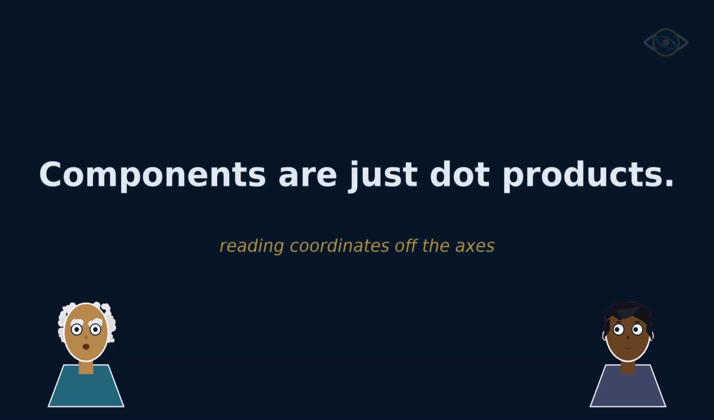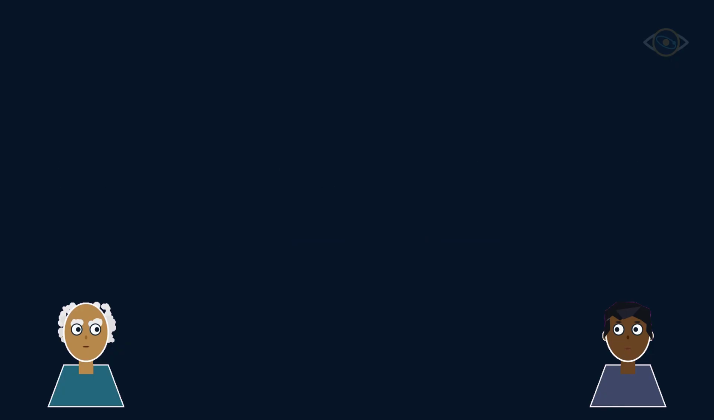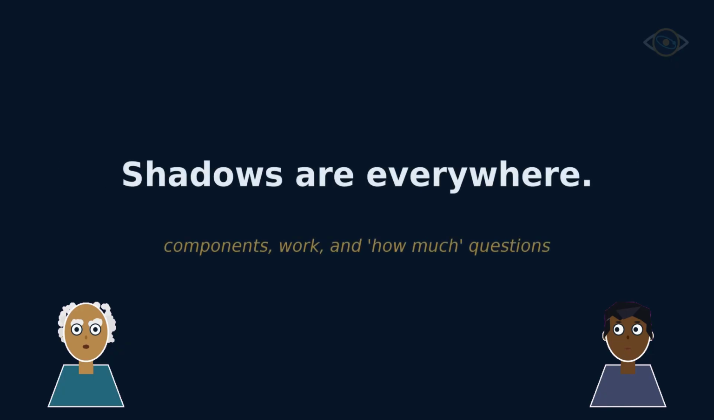Here's a quiet realization. A vector's coordinates aren't fundamental. Each one is just the dot product of the vector with an axis direction. Coordinates are shadows on the axes. So even writing a vector as a list of numbers is secretly doing dot products. It really is hiding underneath everything. Once you see it as a shadow, it's everywhere.